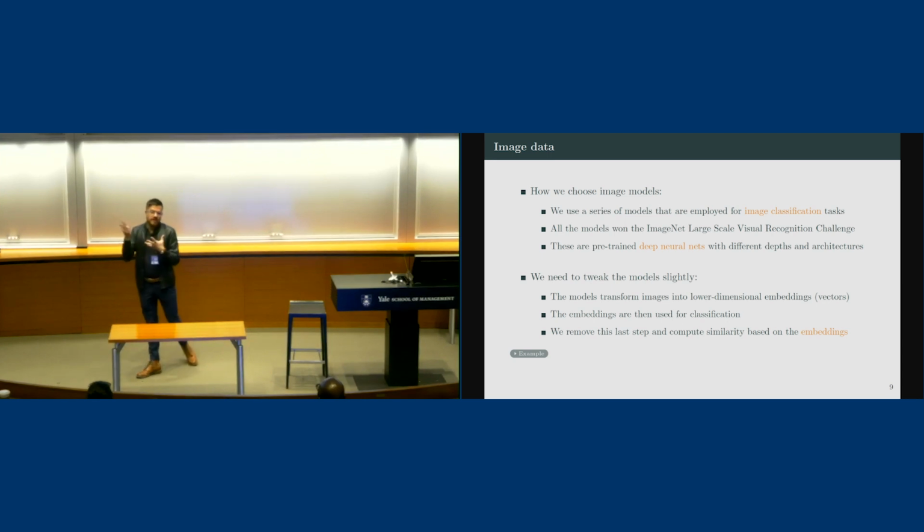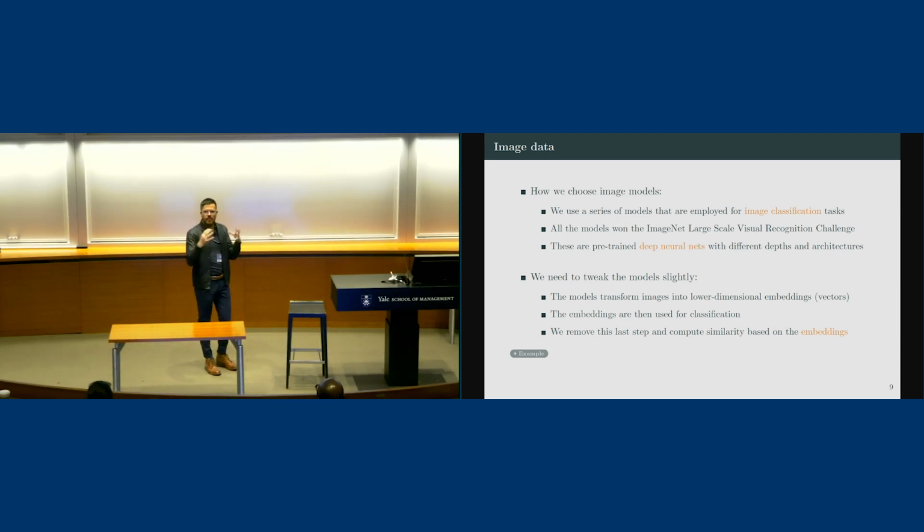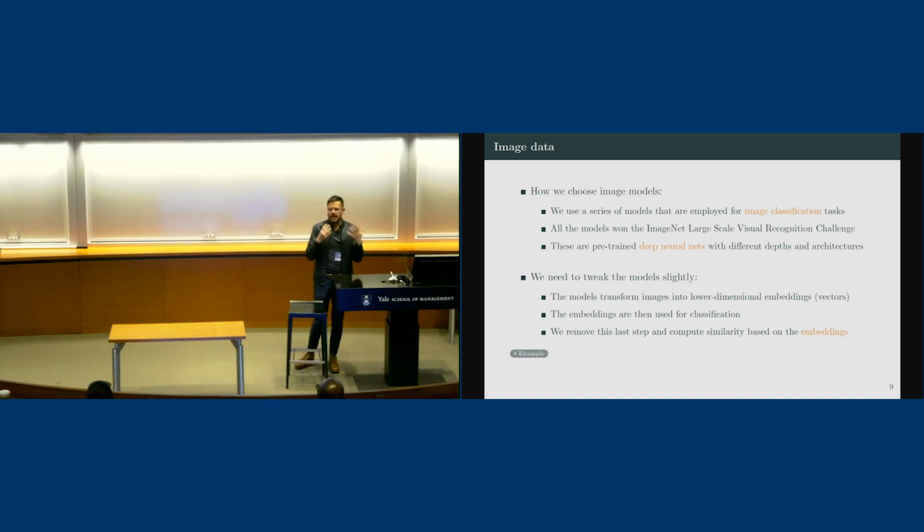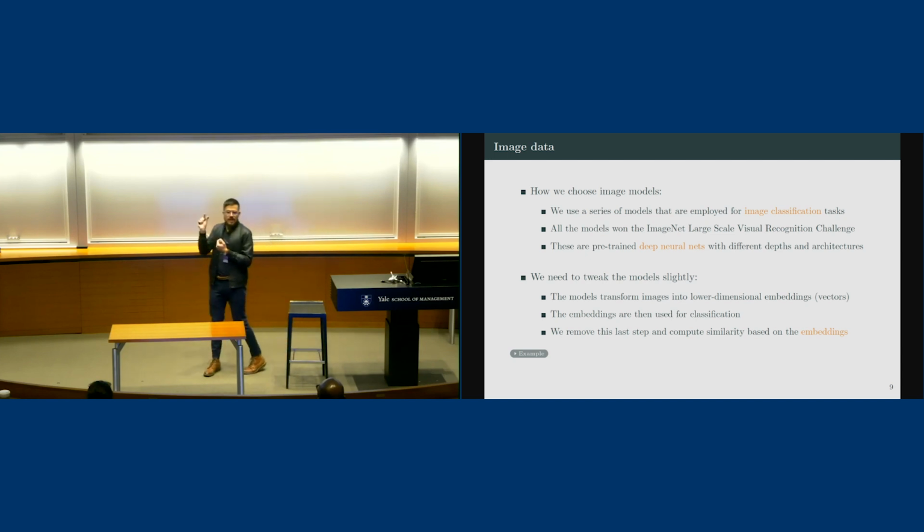And formally, these are deep neural nets. So you might have heard this term before. These are pretty large models that try to essentially understand from an image what kind of image this is. Again, is this a dog or is this a cat? Well, we slightly tweak these models because our question is not classification. We're not interested in is this a dog or is this a cat. We're interested in how similar are these two products, right?